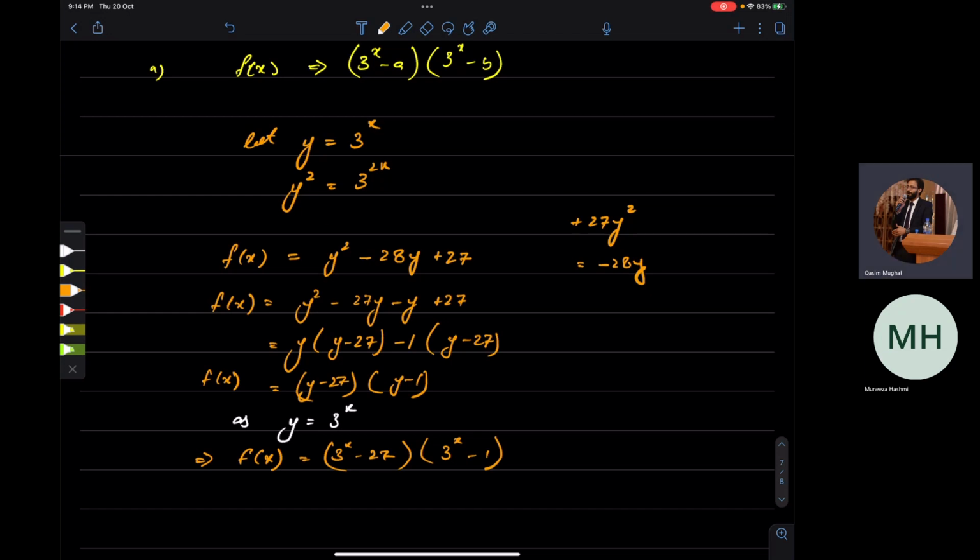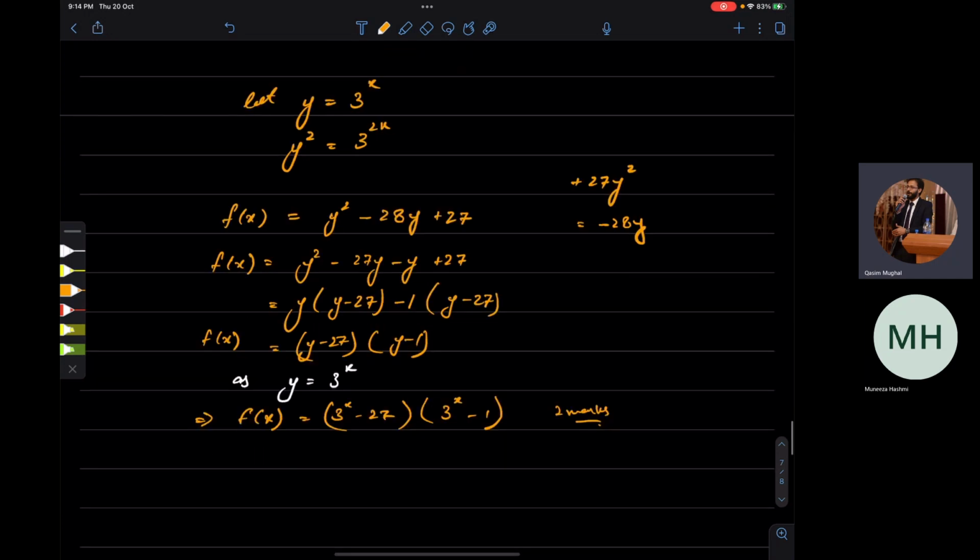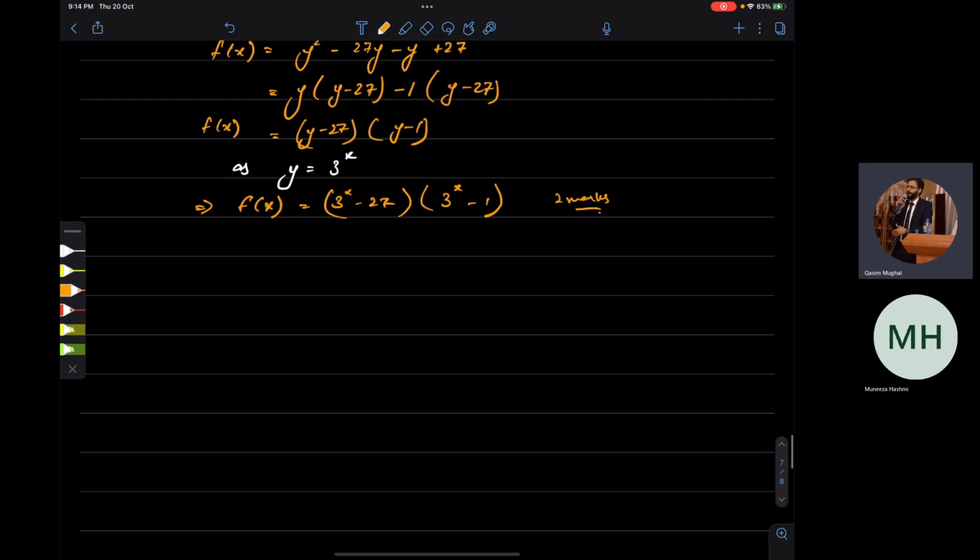So this was a 2 marks question. You get 2 marks for it. Next is part B. The examiner is asking you to find the roots. So I told you that in order to find the roots, you need to set the function to 0. So basically, 3 to the power x minus 27 times 3 to the power x minus 1 equals 0. So that's for part B. So I've set the function to 0.